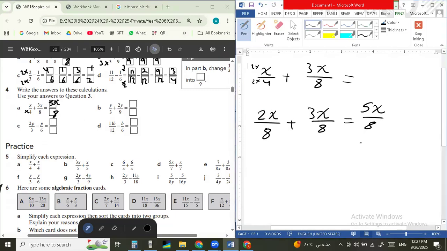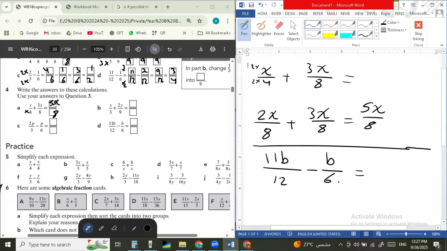Here, in the second question, Mister, is going to be the same thing exactly. It is y over 3. Let's take something that is harder because b is also the same like a. C is also the same. D is also the same, but let's take D. 11b over 12 minus b over 6 equals. Multiply down by 2, up by 2.